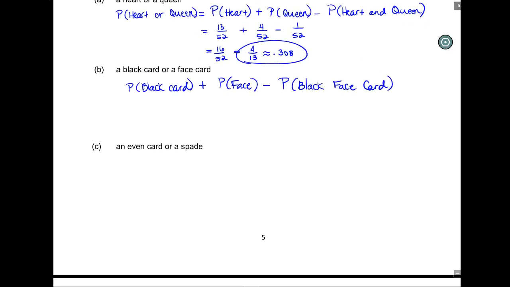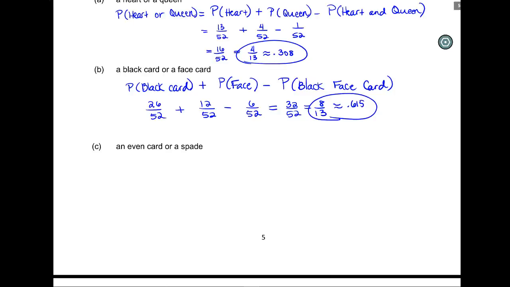And we do the same thing. How many black cards are there? 26. How many face cards? 12. How many black face cards do we have? 6, because we have clubs and spades. So we have 6 that are both. So we have 26 plus 12 minus 6, which is 32. So 32 out of 52, which is 8 over 13, which is about 0.615.